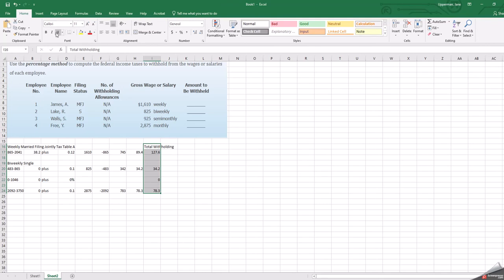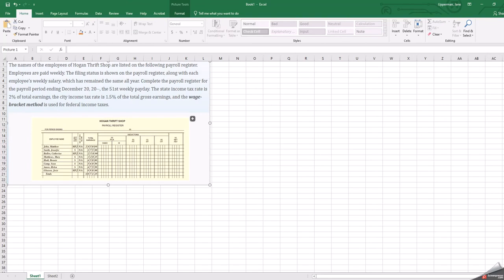And again, we're just going through the tables and, you know, finding the right pay period, if it's weekly, bi-weekly, semi-monthly, monthly, and then calculating those out. Okay, then this next one gives us a pay register with their total earnings, tells us it's their 51st weekly payday, and then wants us to calculate all of their taxes.